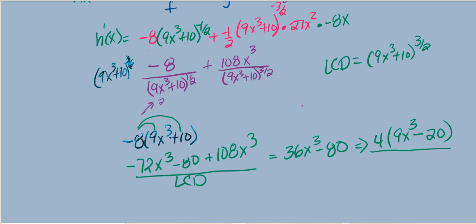And then what was my denominator again? It was 9x cubed plus 10 to the 3 halves. And now we have found our answer.